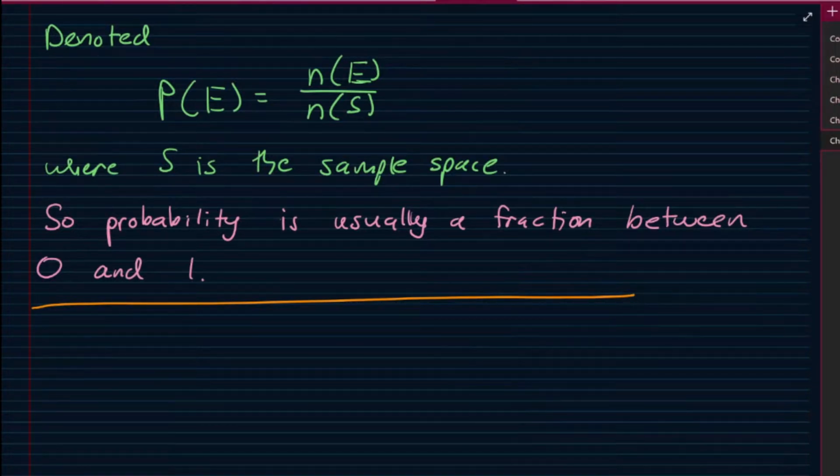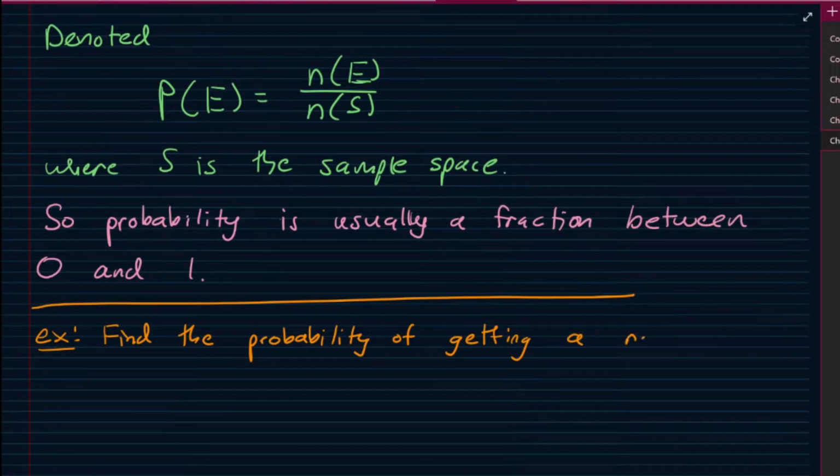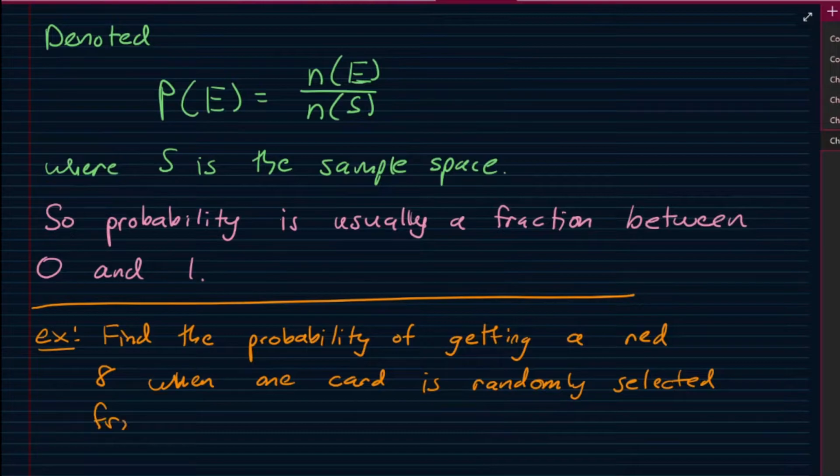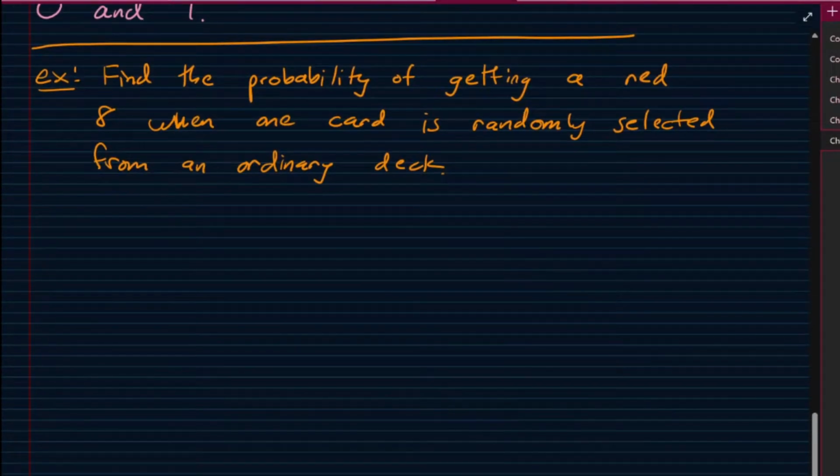So let's ask some questions. Find the probability of getting a red 8 when one card is randomly selected from an ordinary deck. Let me get a picture of a deck of cards real quick.